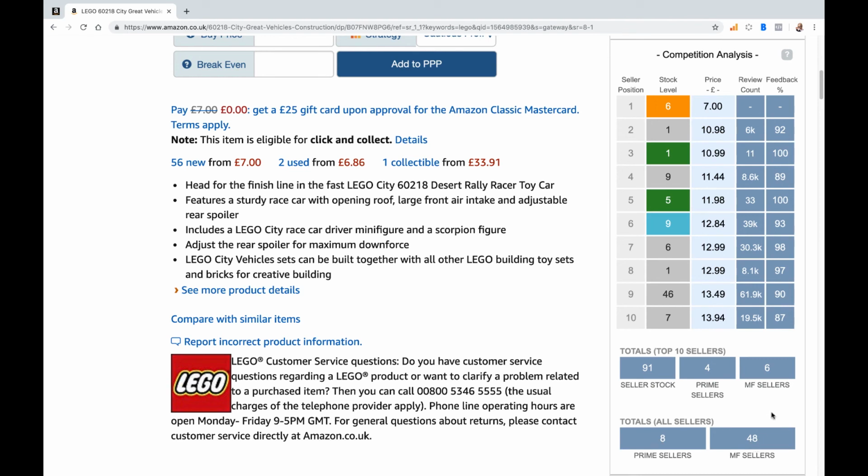So, the competition analysis is an amazing piece of information right there on your Amazon page, telling you exactly what your competition is, what their stock levels are, what their prices are, what their reviews are like, and how many they've got. So it's all the information you need to analyse your competition right there on the Amazon page.